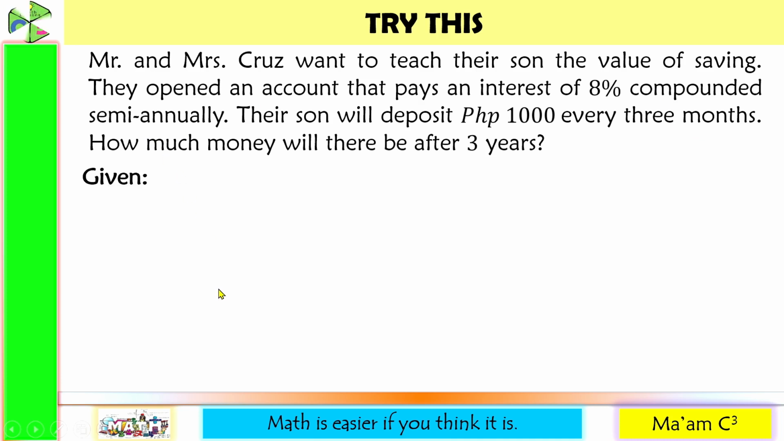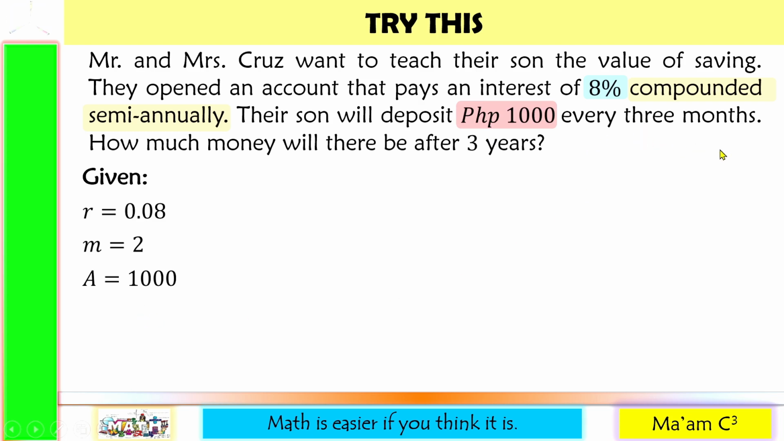Let us determine the given. First, we have here 8%. This is our nominal rate. This is 0.08, our R. And then we have semi-annually, meaning our M is equal to 2. And then we have here 1,000 pesos. This is the regular deposit. This is our A, the amount of annuity.